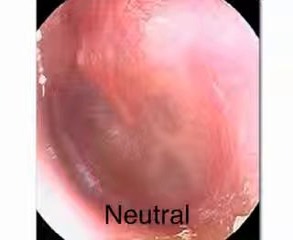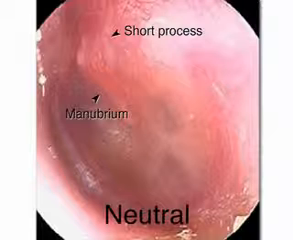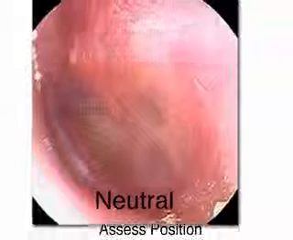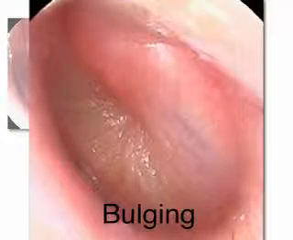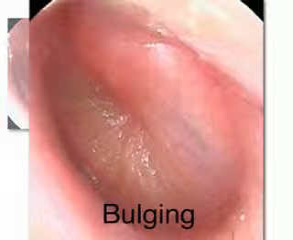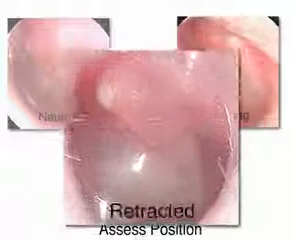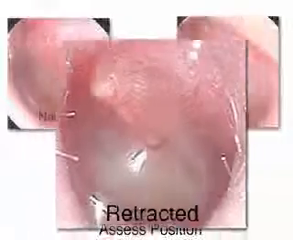Assess the position of the tympanic membrane by visualizing the manubrium and short process of the malleus. When the tympanic membrane is in the neutral position, the manubrium and the short process are clearly visible. When the tympanic membrane is bulging, the short process is not visible and the tympanic membrane appears convex. When the tympanic membrane is retracted, the manubrium appears foreshortened and the short process appears prominent.